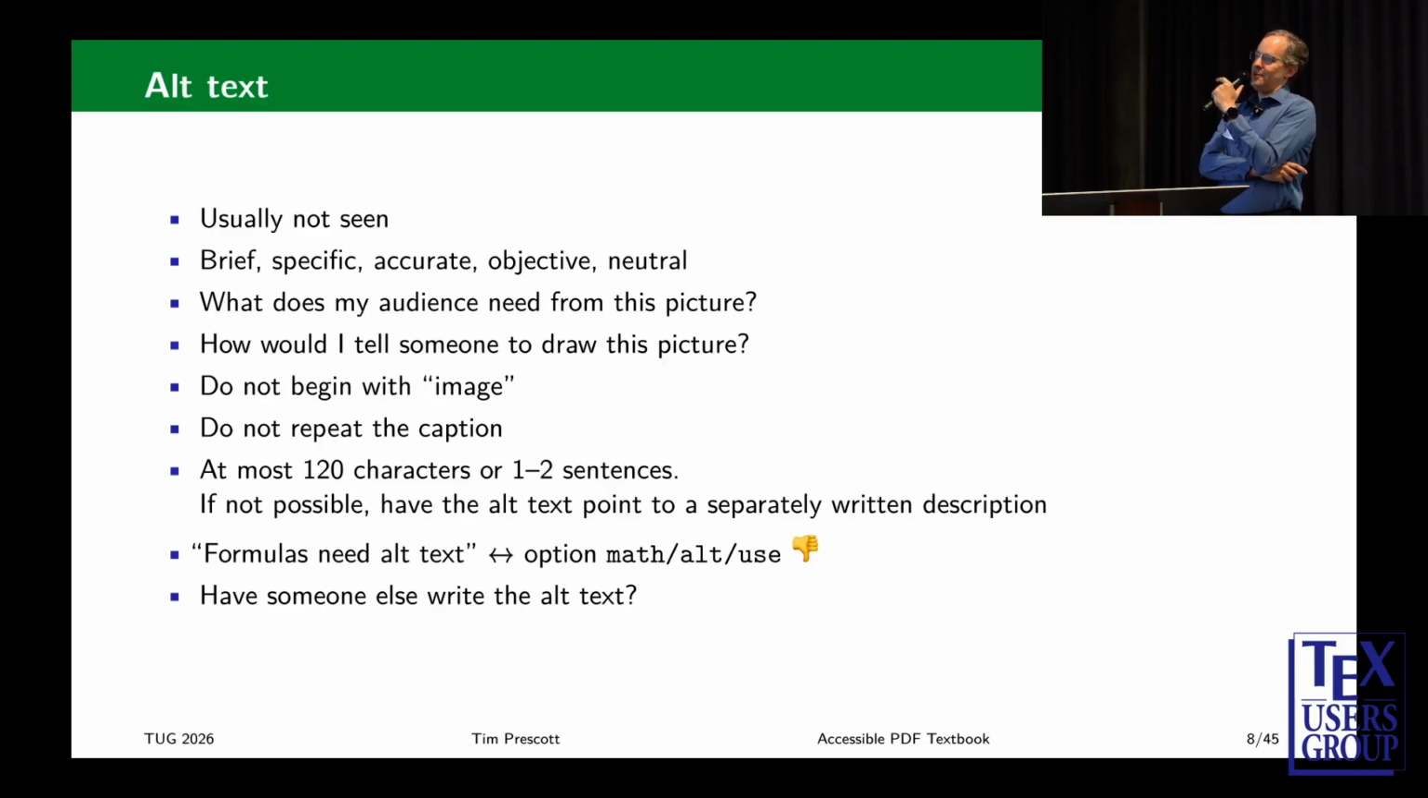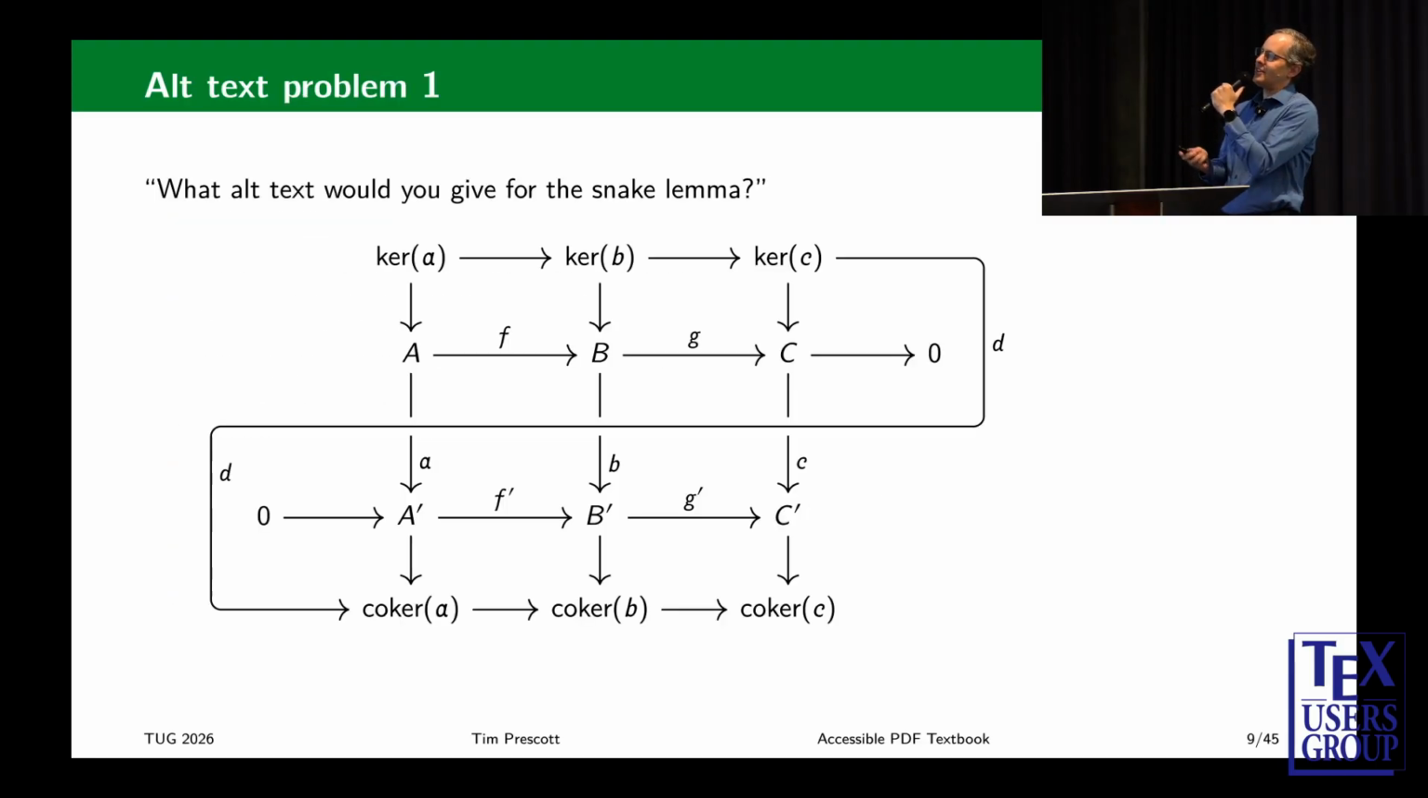When I was talking about alt text, I did have a colleague ask, what alt text would you give for the snake lemma? Now, if you don't remember your homological algebra, this is the snake lemma. It is a 14-cell commutative diagram. We have A going to B or A prime, B going to C or B prime, C going to 0 or C prime, A prime going to B prime, all that. And then it's called the snake lemma because of the arrow D that starts at the top right and then snakes through the entire diagram to end up at the bottom left.